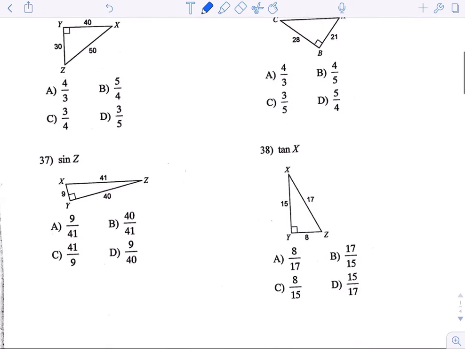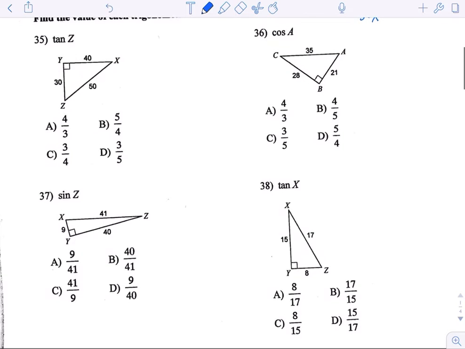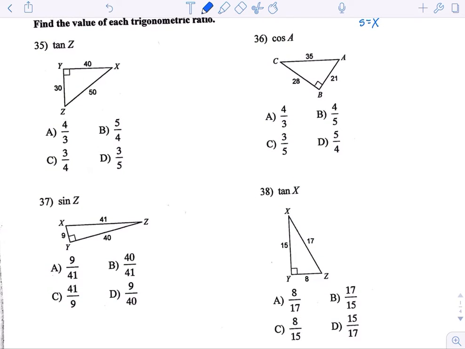Alright, so now we're at our trig. So if you guys recall, SOHCAHTOA. So remember, sine of theta is equal to opposite over hypotenuse. Cosine of theta is equal to adjacent over hypotenuse, and tan theta is equal to opposite over adjacent.